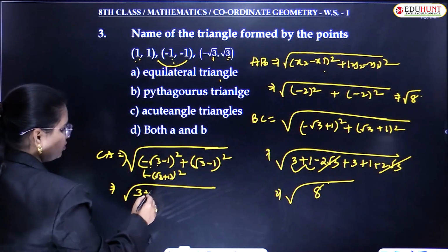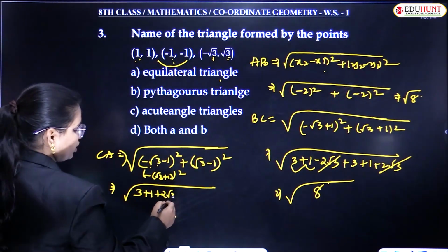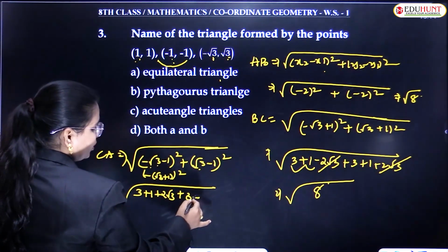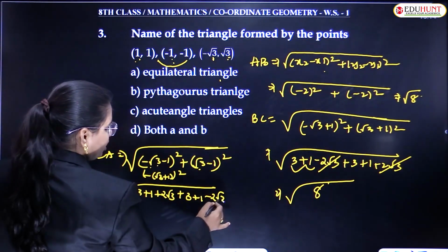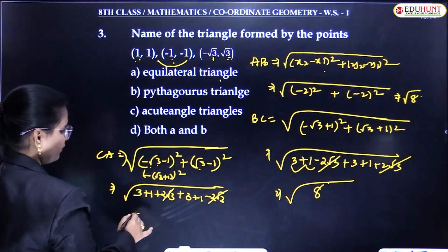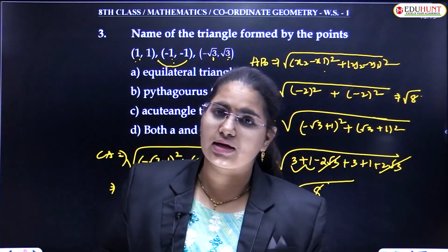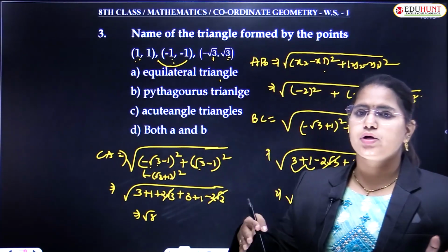3 square is 1 plus 1 plus 2 root 3. Again root 3 whole square is 3. A minus b whole square plus 1, and this is minus 2ab. Cancel the terms. You will be left over with again root 8. So all the three distances are exactly equal. So root 8, root 8, root 8.